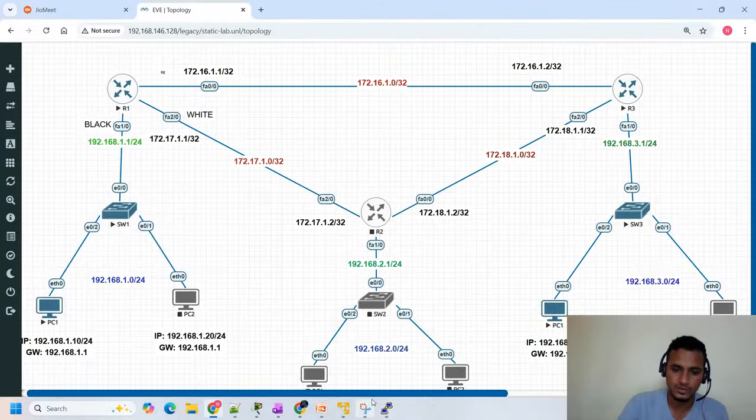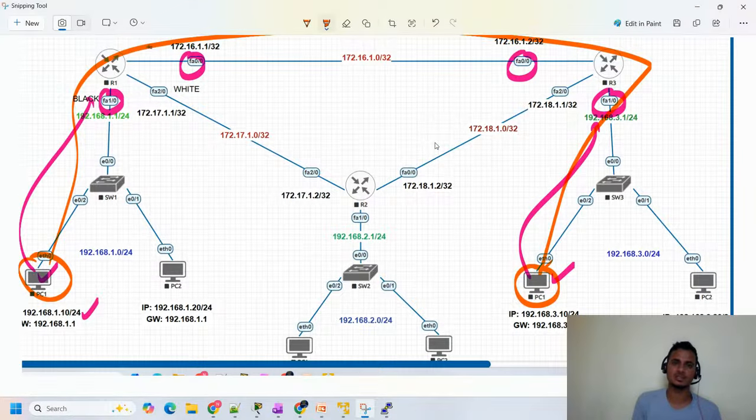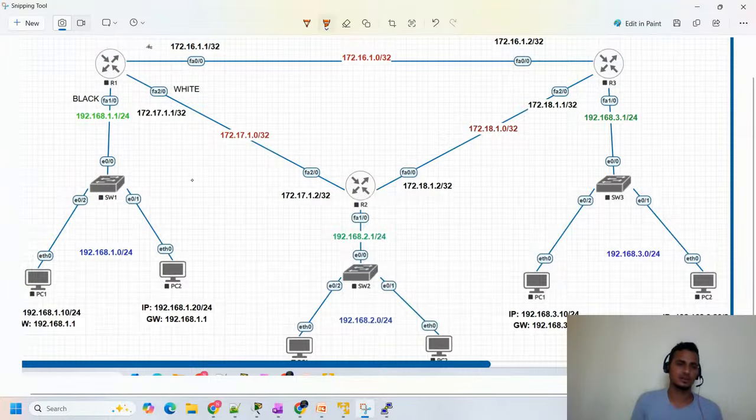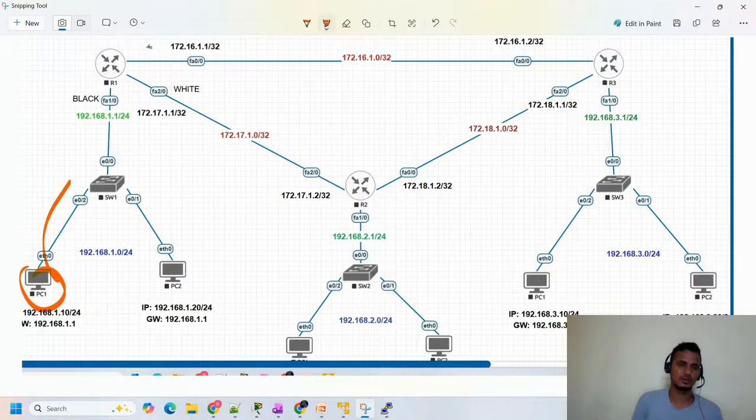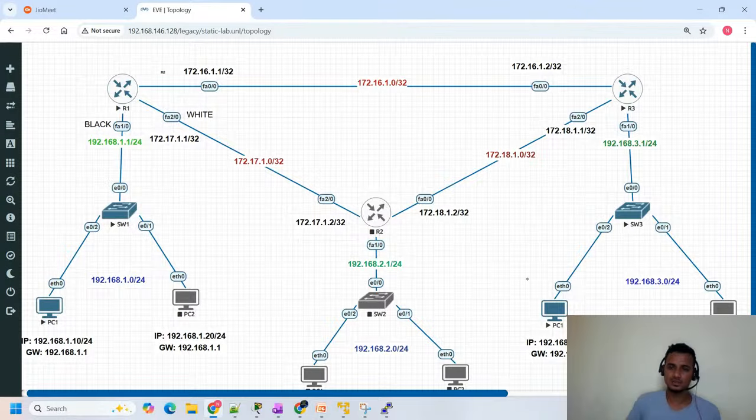We have communication from our laptop to our default gateway. So we assigned the IP address for this router one's LAN machine, and we have communication. From here we are able to reach our default gateway 1.1 IP address. The same thing we are going to do here as well. Once we assign the IP address here, we try to reach the default gateway 3.1. Let's see what is going to happen.